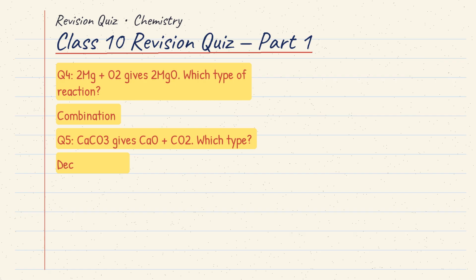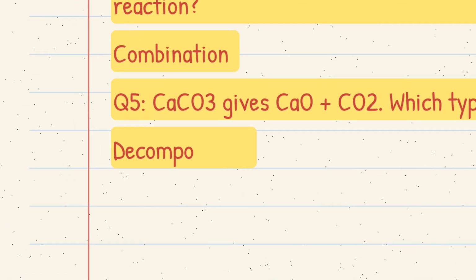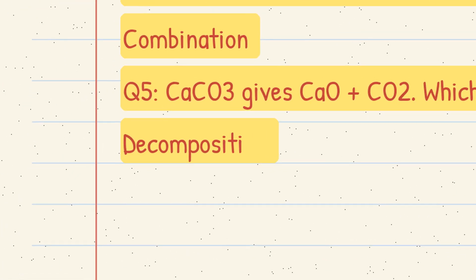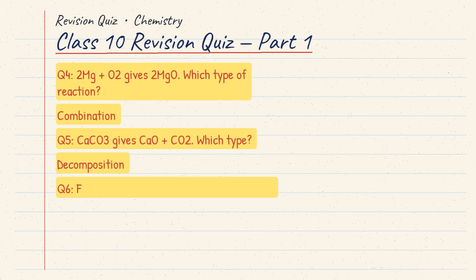The answer is decomposition. One substance splits into two. Question 6. Fe plus CuSO4 gives FeSO4 plus Cu. Which type? Pause and think.